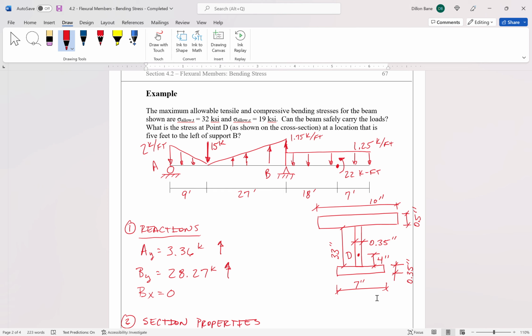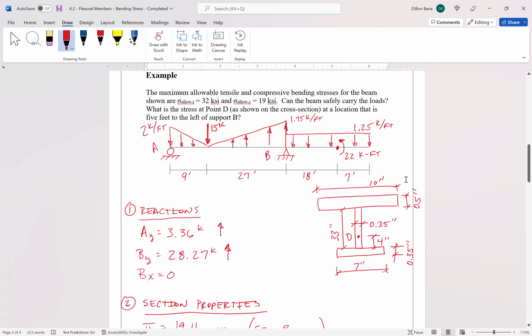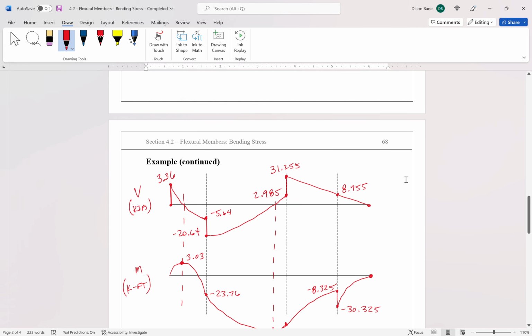So we're going to have to figure out what the stress is at some other point other than the maximum or minimum values. And we'll also have to figure out what this moment is 5 feet to the left of support B. So we'll do that too. Actually, we'll just give you that portion of it because it's just statics. But let's just take a look at this. So we need to calculate the actual stresses. Let's do it.